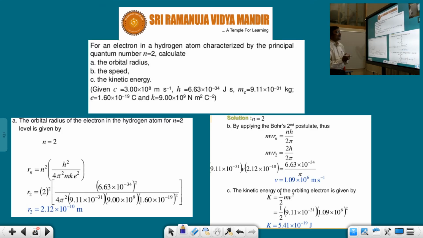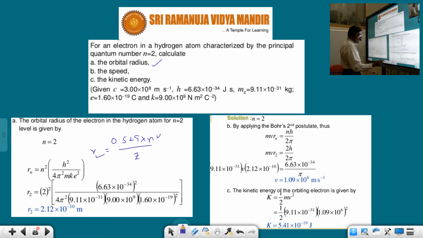Now, let us solve one more question. Okay. Now, for an electron in a hydrogen atom characterized by the principal quantum number n is equal to 2, find out the orbital radius. Very simple, students. Orbital radius is how much? No need to write all these things. 0.529 into n square by Z. So you have to find for R2. R2 means n is equal to 2.